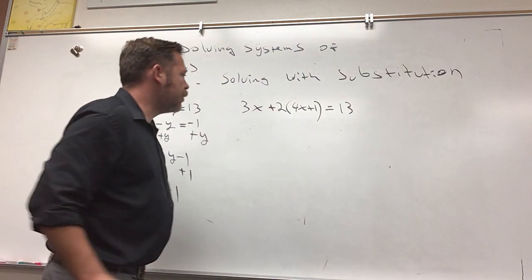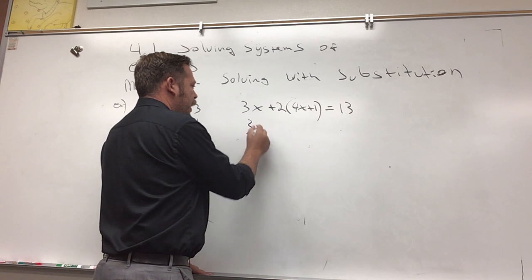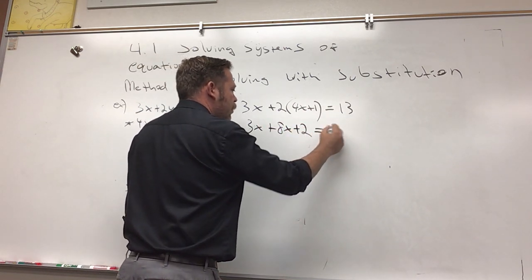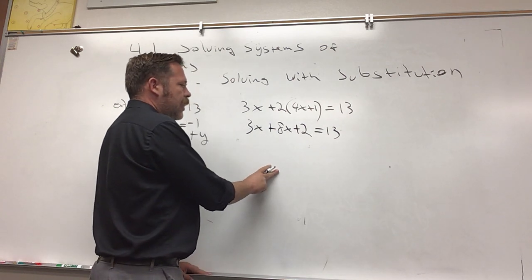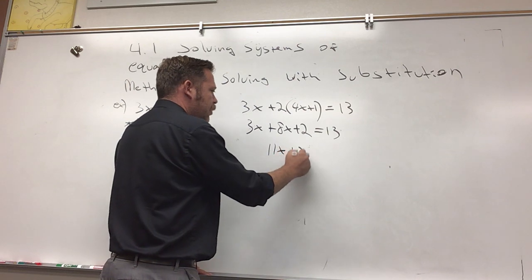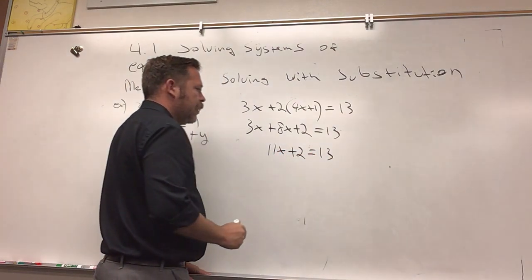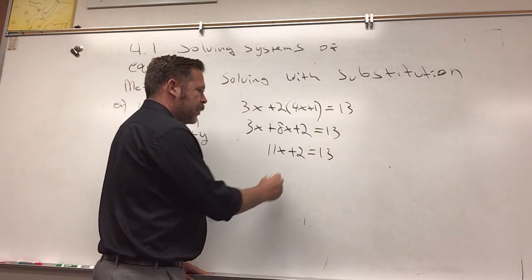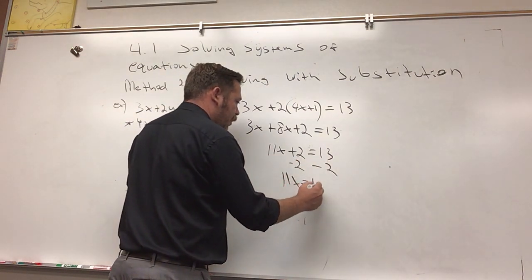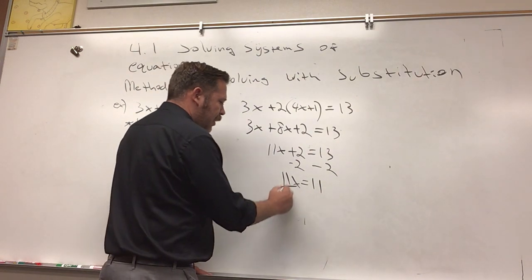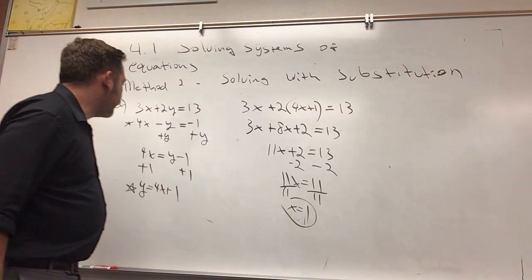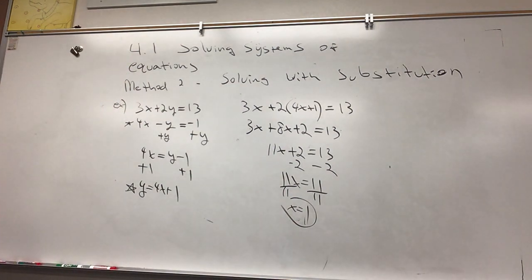So now I'm going to distribute and solve for x. So 3x plus 8x plus 2 equals 13. And then if I combine the 3x and the 8x, I get 11x plus 2 equals 13. And then if I subtract 2, I get 11x equals 11. Divide by 11, and x equals 1. All right, now I know x equals 1.